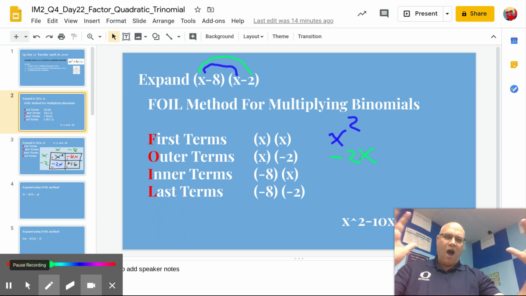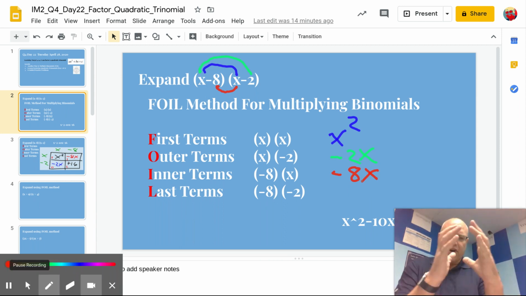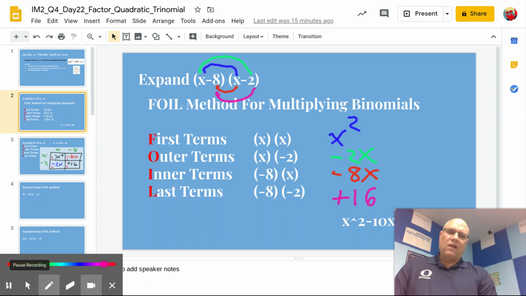Next, our outer terms, the outside terms, are the x and the negative 2. Multiply those, we get negative 2x. Next, we have the inner terms, or inside terms. So that's the negative 8 and the x. You multiply those, you get negative 8x. Finally, we have our last terms, which are the negative 8 and the negative 2. So you multiply negative 8 times negative 2, you get positive 16. So now we just add all the terms up and combine like terms, which are the negative 2x and negative 8x, and we get our answer, x squared minus 10x plus 16.